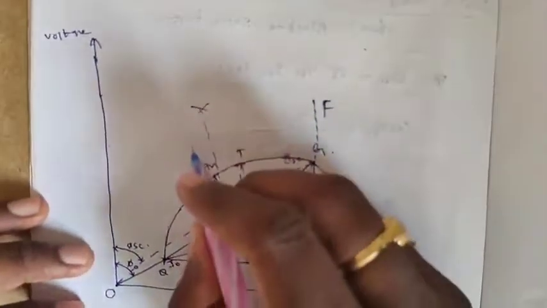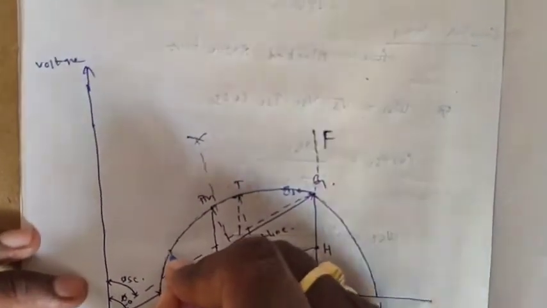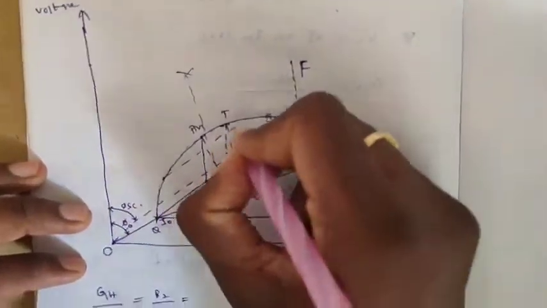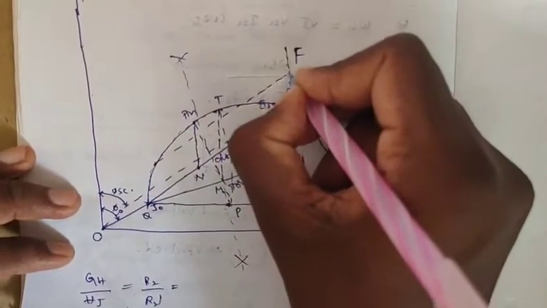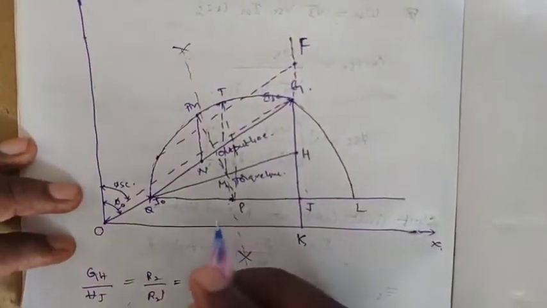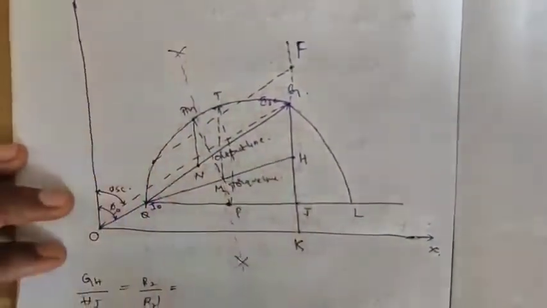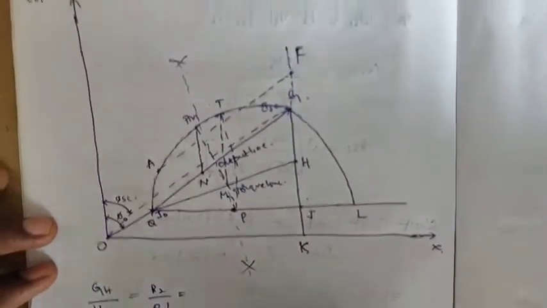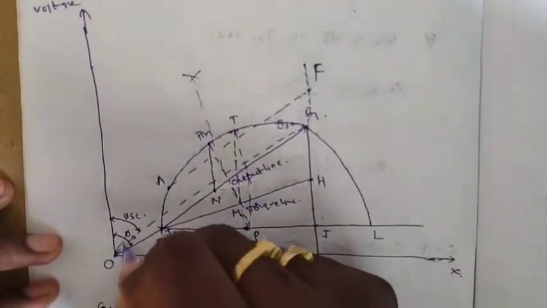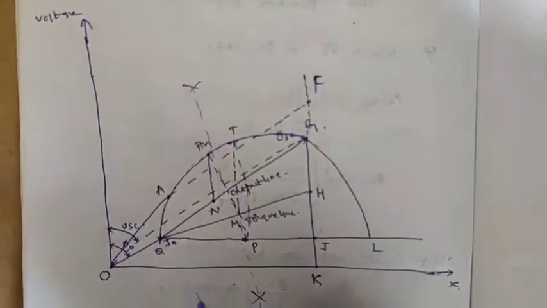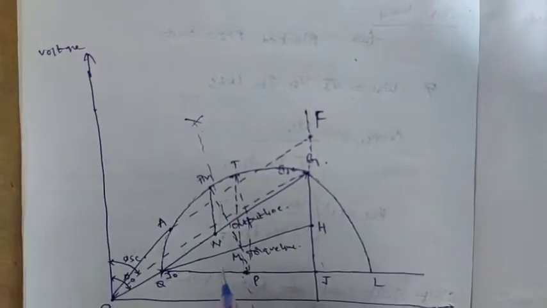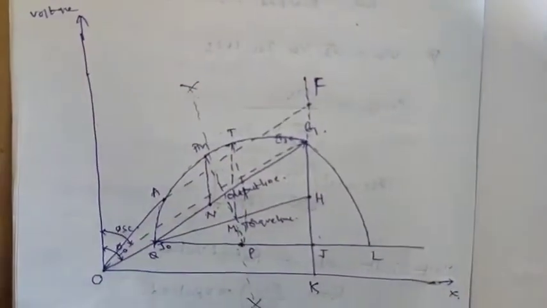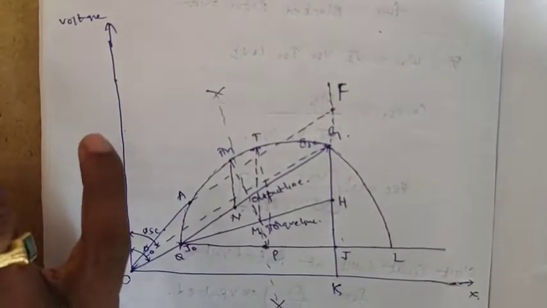We have to touch the semicircle at a point, that is F. This is the point F. This point on the semicircle is put as A. Semicircle point is A. So joining this OA, up to now the drawing of the circle diagram is finished.